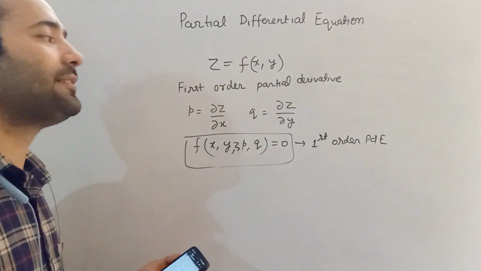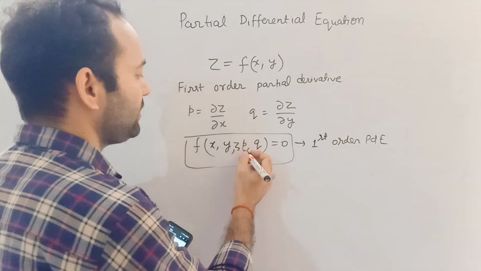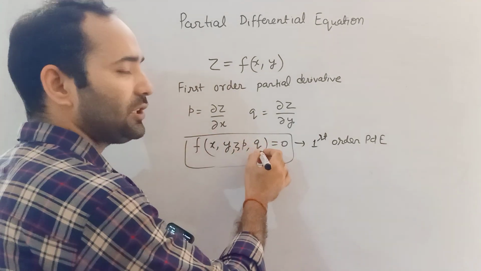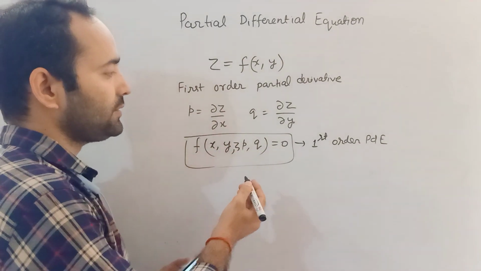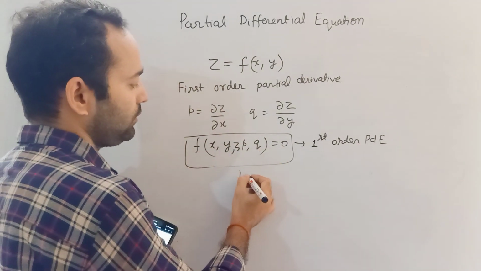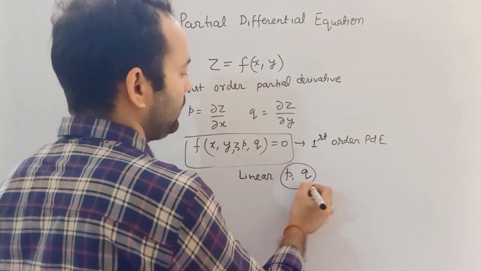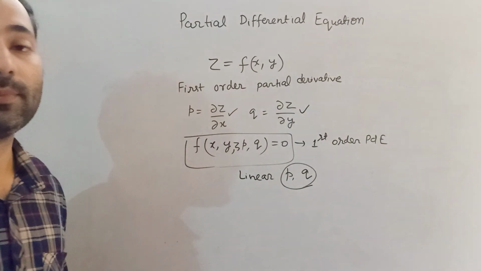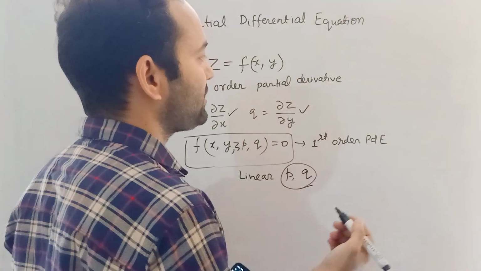Now tell me one thing: is it a linear PDE? How will you know? Its basic fundamental is that the equation is linear in p and q. What do you mean? These two derivatives should not be multiplied or squared like that. So let me give you an example of a PDE.